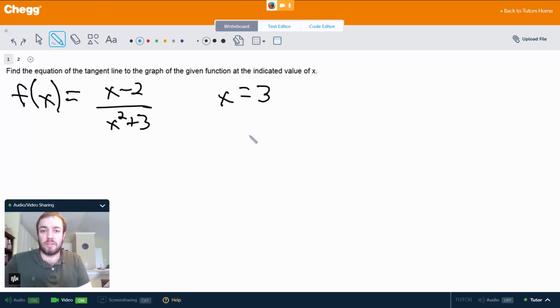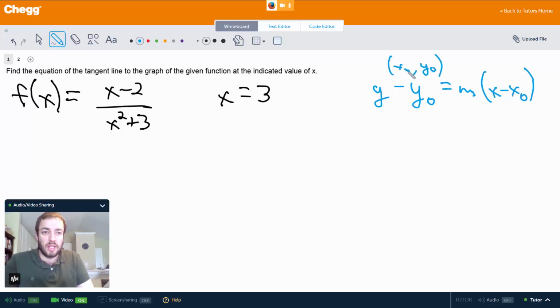So a few different things we have to do. Remember, in general, to find the equation of any line, whether it's a tangent line or not, we need to have some point on the line and the slope of the line. So we're eventually going to want to use the point-slope formula for the equation of a line, which is y minus y0 equals m times (x minus x0), where (x0, y0) is any point on the line and m is the slope.